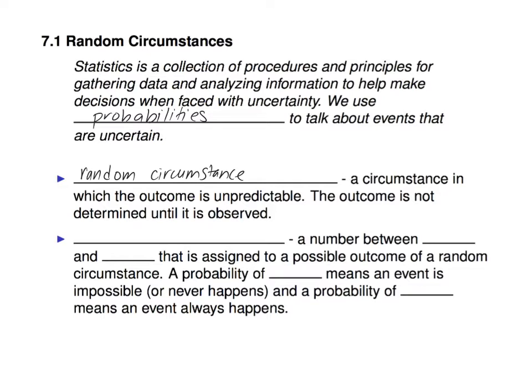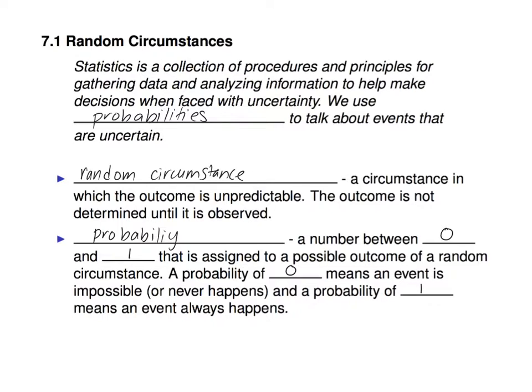Okay, so probabilities, have you seen them before, like a little bit? Okay, so what are they in between? Probability, it's a number between what and what? 0 and 1. 0 meaning the event never happens, 1 meaning it always happens. So probability of 0 means an event is impossible. Probability of 1 means it always happens.